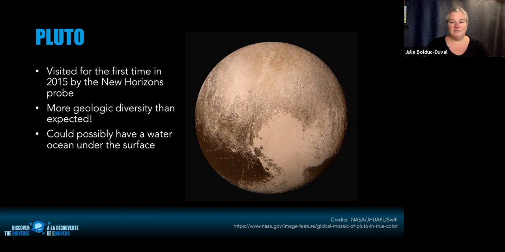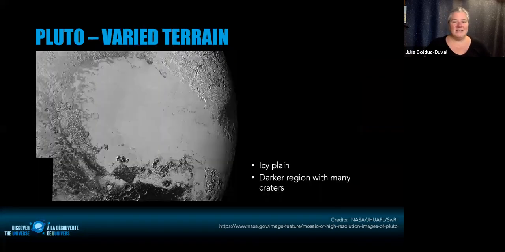It has a very diverse surface from what we can see. And it could even have a water ocean under the surface. So again, a liquid water ocean under the surface of Pluto. That just blows my mind. You can see here the varied terrain.